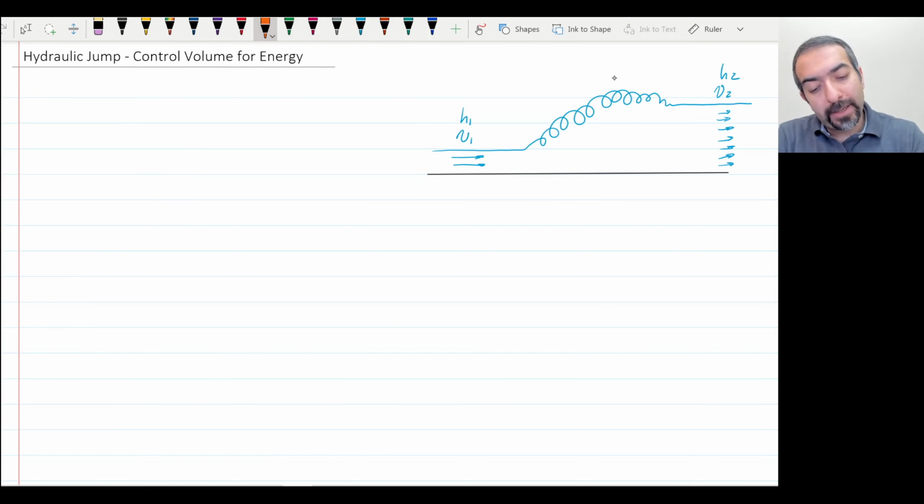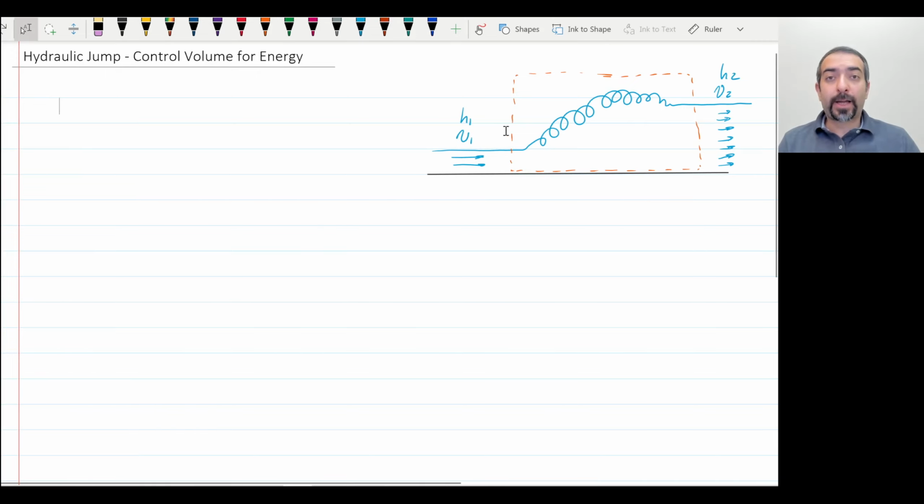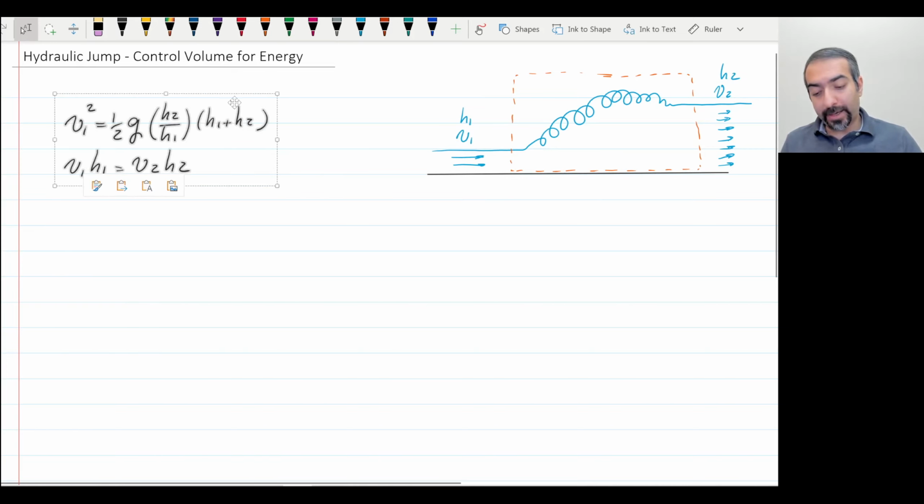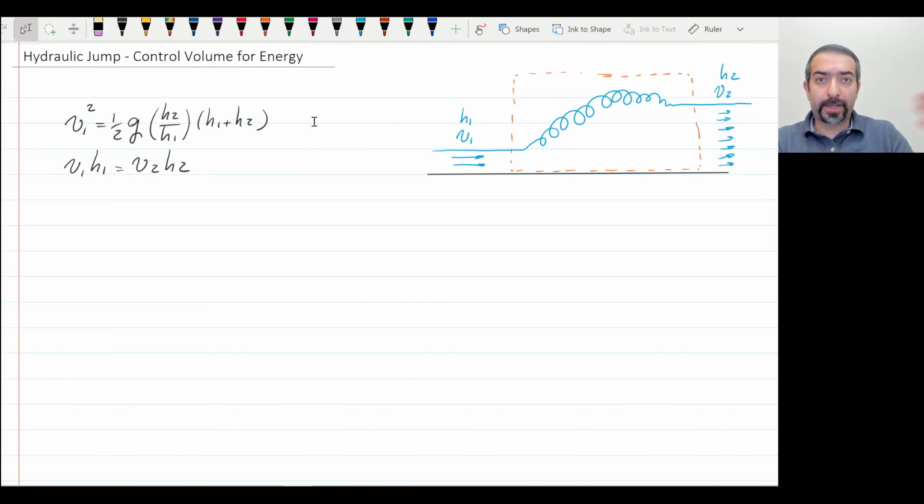I'm going to pick a control volume about just the hydraulic jump, so that we can neglect the effect of skin friction and viscosity at the wall. And I'm going to bring in the relationship between V1, H1 and H2 from the momentum equation. Now I would like to move on and write down the energy equation.